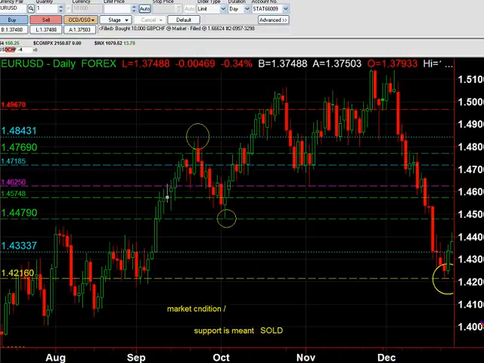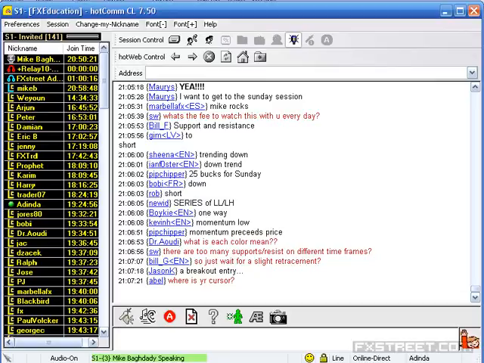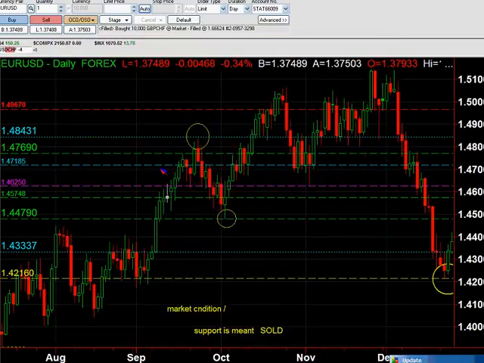If you buy below it, if you're going to buy right there because it is support, look what happens to you. It's suicide. So just saying buy support and sell resistance, that is naive.